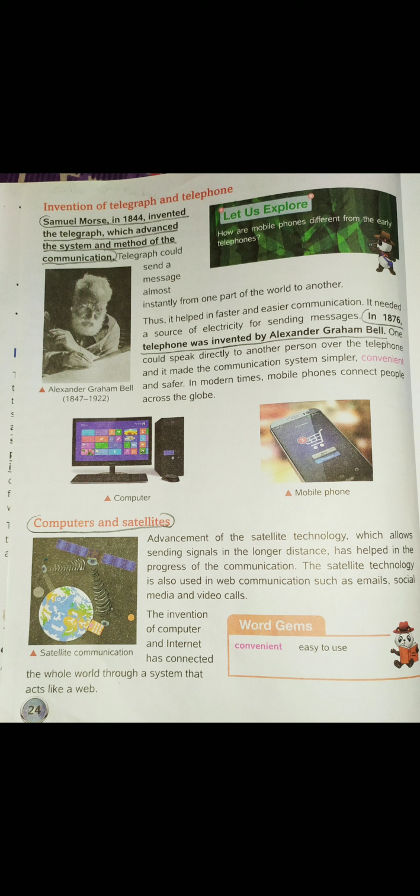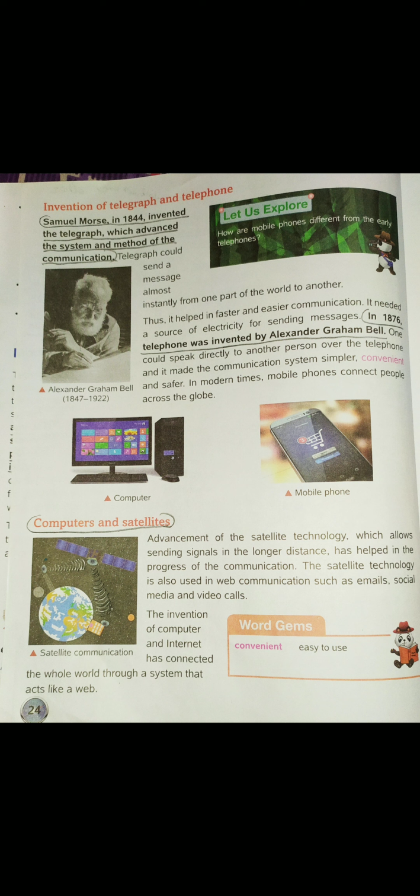In modern times, mobile phones connect people across the globe. Nowadays, we can use them all over the world. Computers and satellites: advancement of satellite technology, which allows sending signals over longer distances, has helped in the progress of communication.